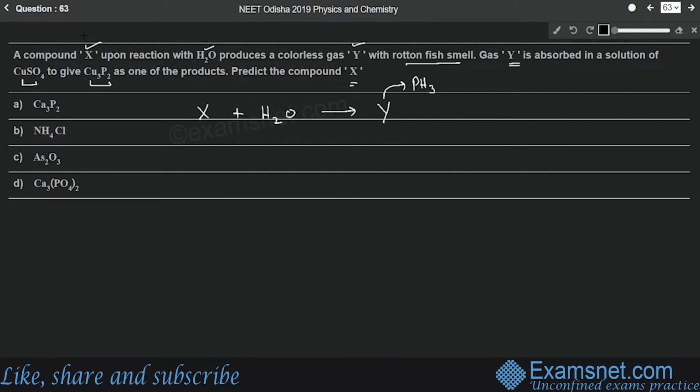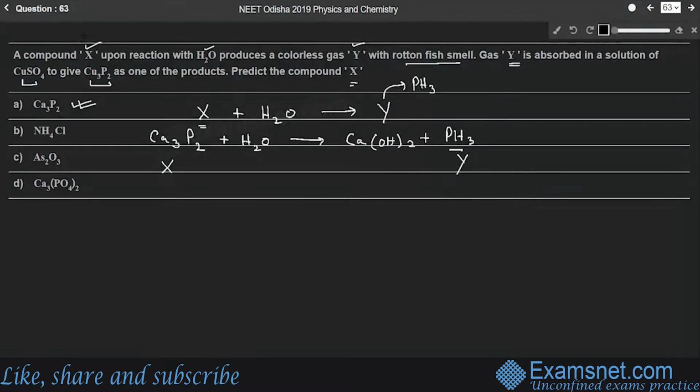So let's write the complete reaction. What should be this compound X? It is calcium phosphide, that is Ca3P2. Okay, and when it reacts with water it leads to the formation of calcium hydroxide and a colorless gas, that is phosphine, which smells like rotten fish. Okay, so this is gas Y. So now we have already got our compound X. This is calcium phosphide. So option A will be the correct answer.